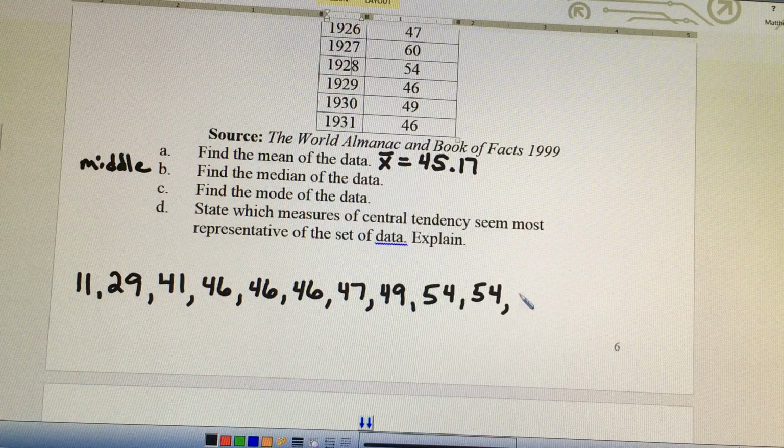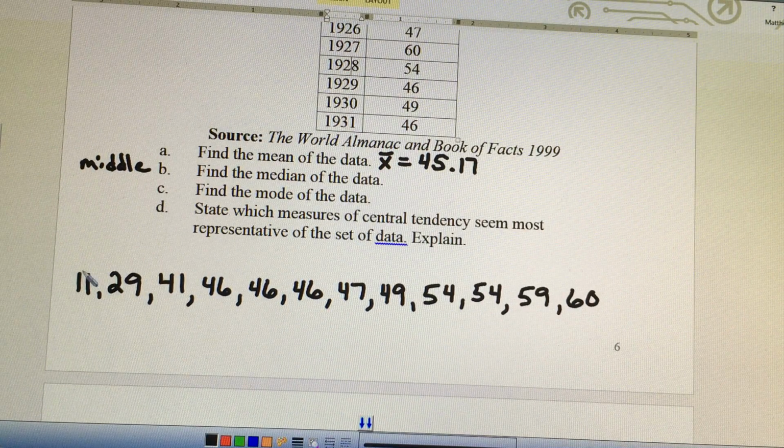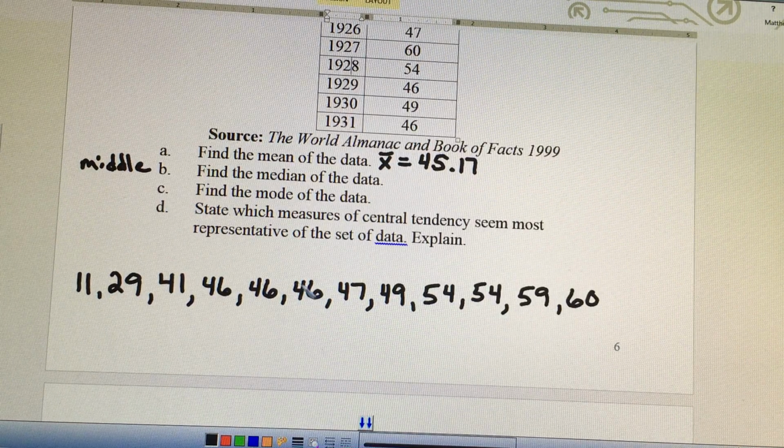Then there's 2 more years. We had a year where Babe Ruth had 59 home runs, and a year where Babe Ruth had 60 home runs. Right? Those are all 12 years. You can go ahead and count them. Make sure you have all 12. 1, 2, 3, 4, 5, 6, 7, 8, 9, 10, 11, 12. Always a good idea to count, so you make sure that you have all of them listed.